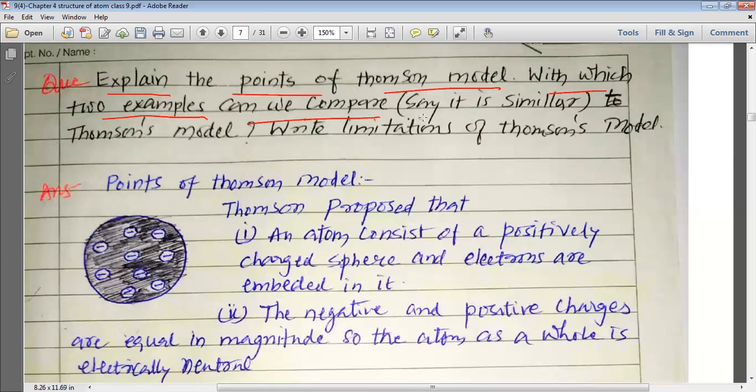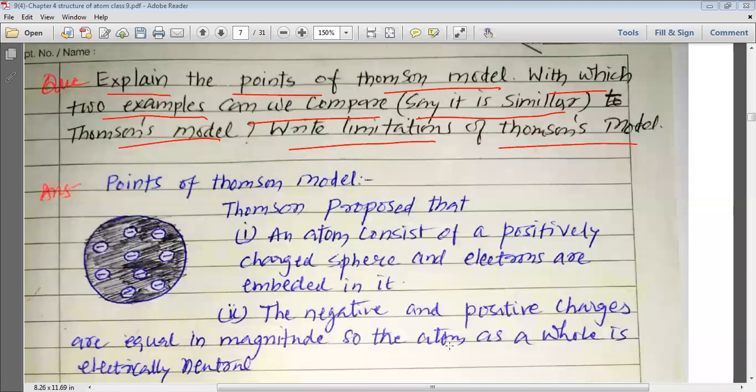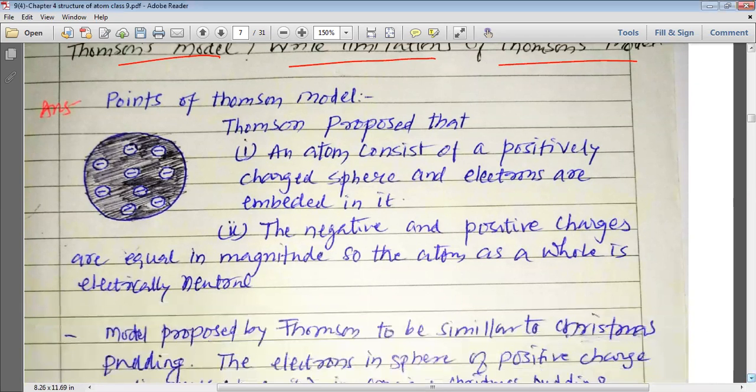With which two examples can we compare the Thomson model? Say it is similar to Thomson models. Write limitations of the Thomson model. So here we need to discuss the Thomson model. Then we need to compare this Thomson model with two everyday or practical examples so that we can understand the Thomson model well. And then we need to understand the limitations of the Thomson model. So let us move forward and understand it.